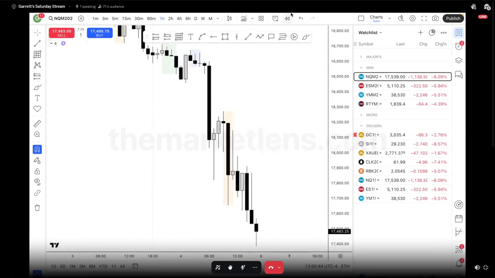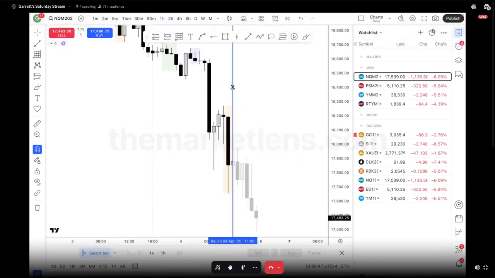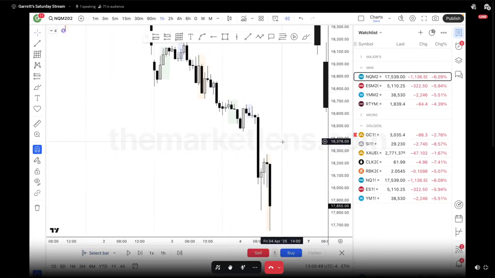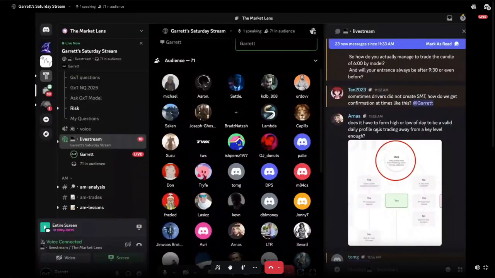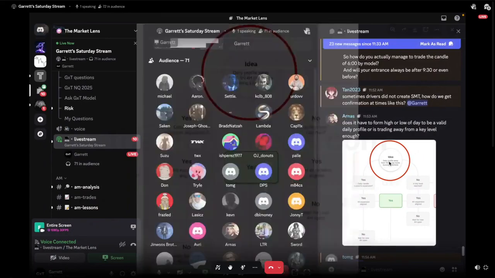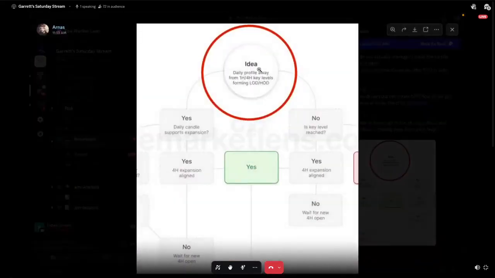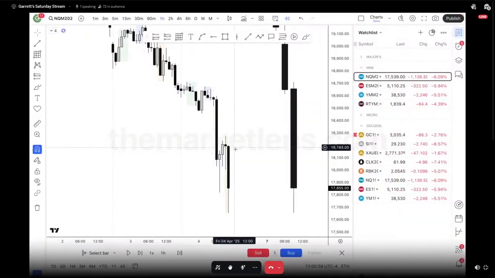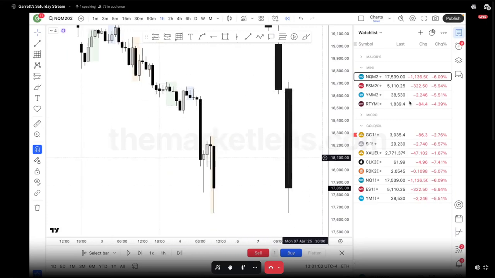Like here, right? So this idea is just you're trading from the higher low of day, an established higher low of day. Now, why am I trading this away from the high of day? Why am I still trading it? The daily range is huge, right? Why are you trading this?